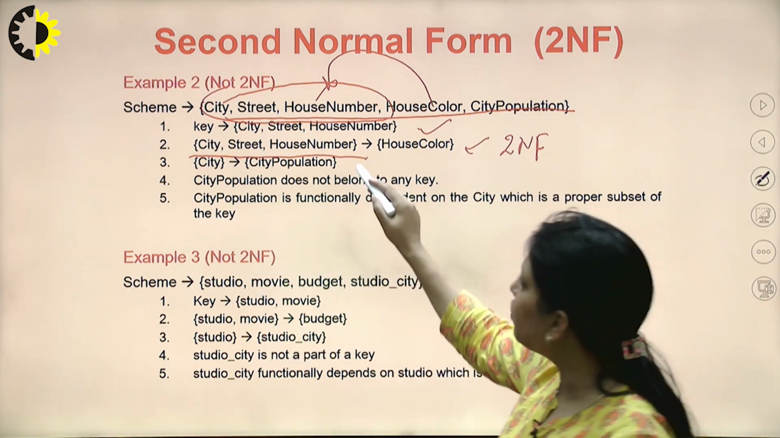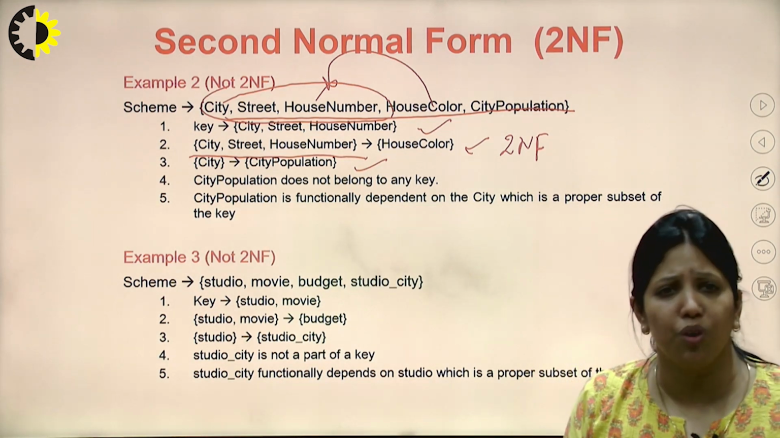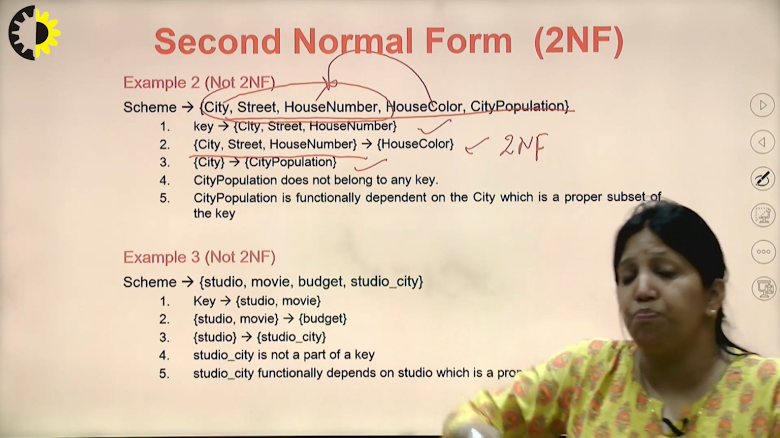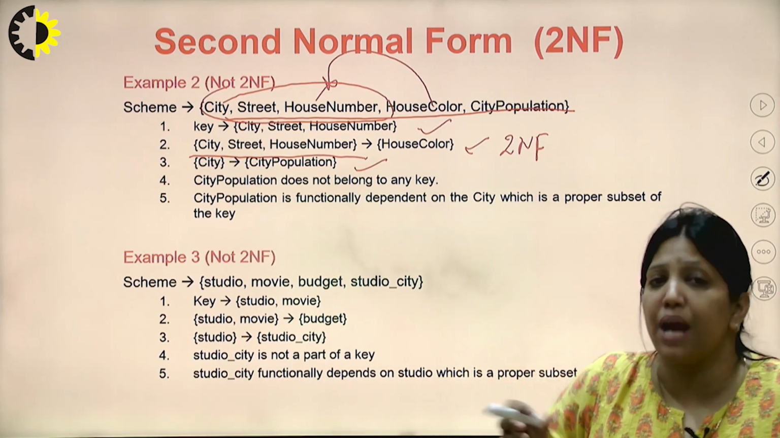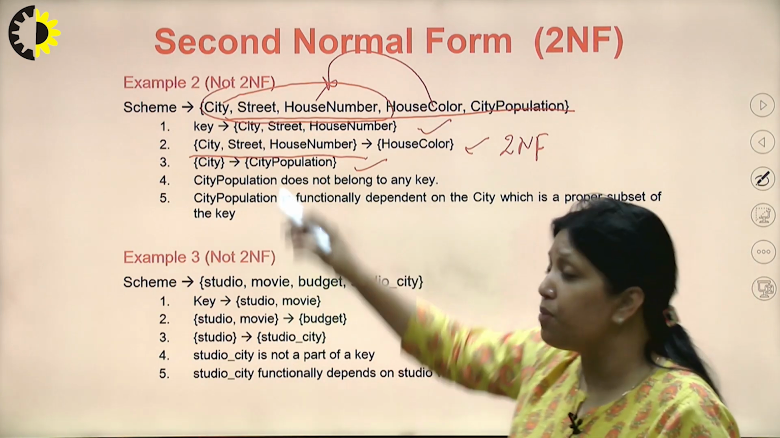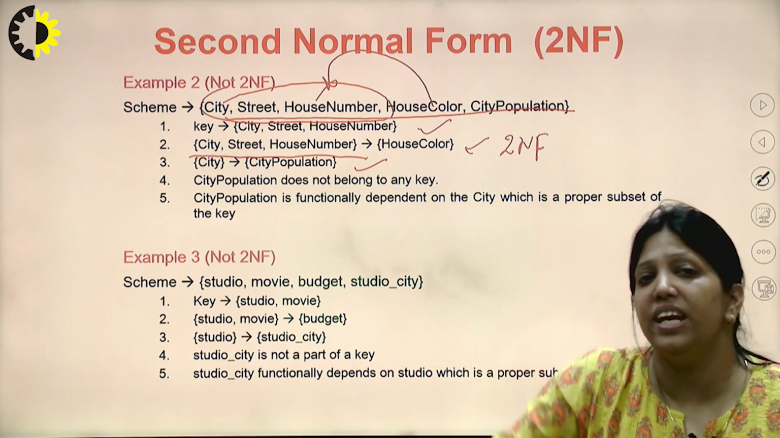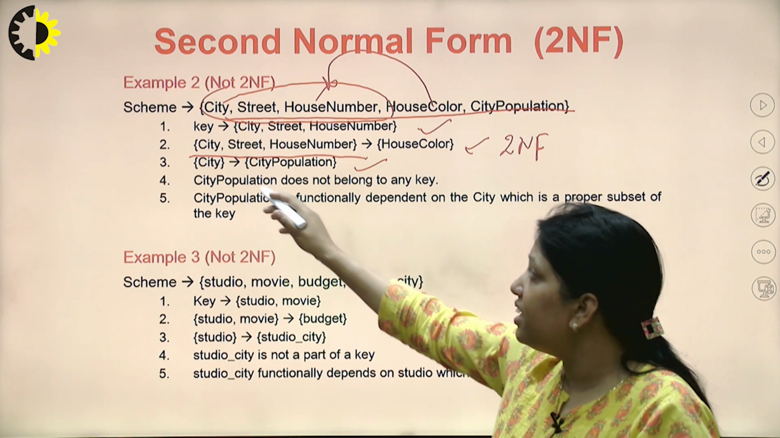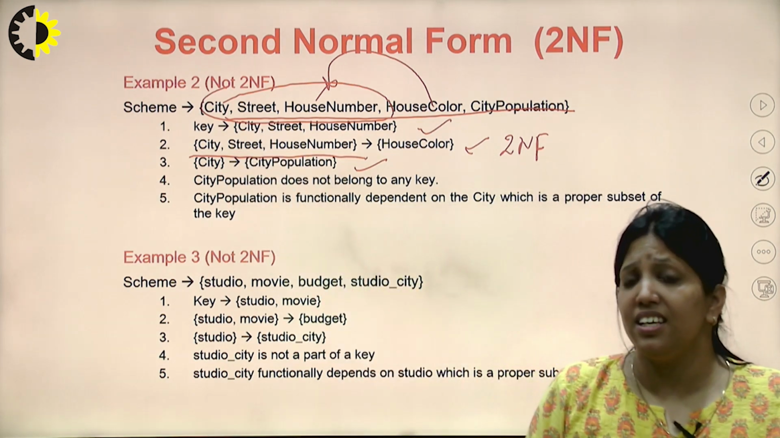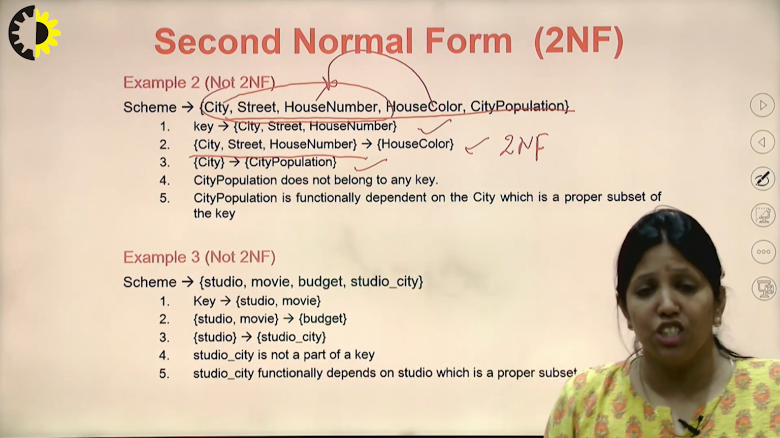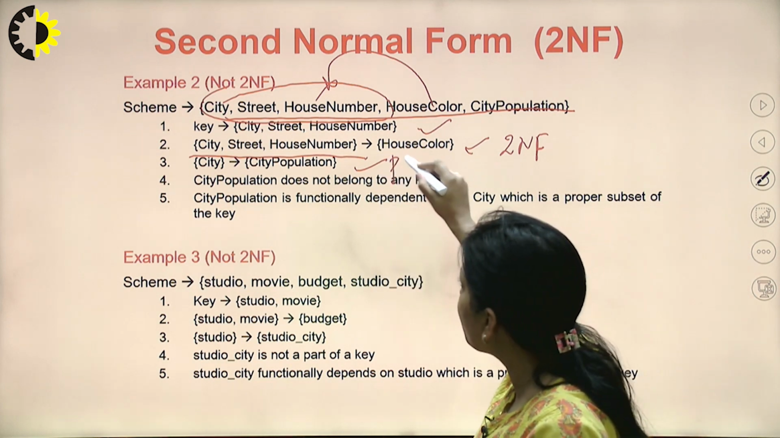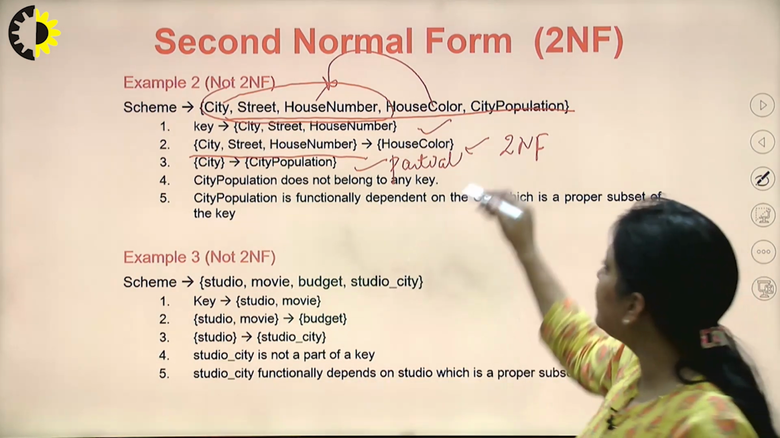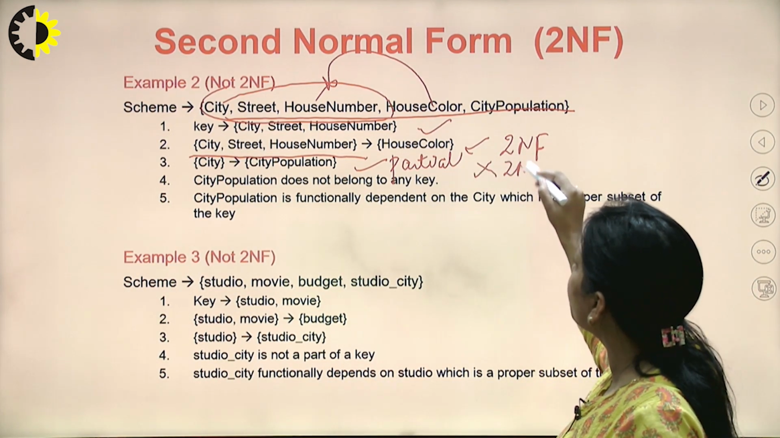Then we check whether this functional dependency is in second normal form or not. City pollution is only dependent on city. City is a part of the primary key. City is not the complete key; it is only a subset, only a part of this key. So we can say that this functional dependency is not fully dependent. This functional dependency is partial. In this case, this relation is not in second normal form.